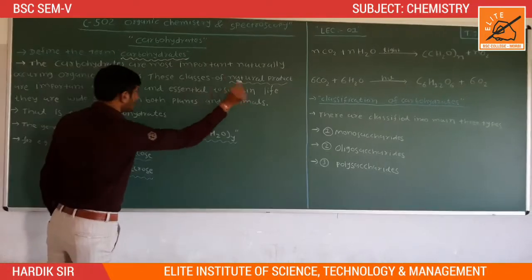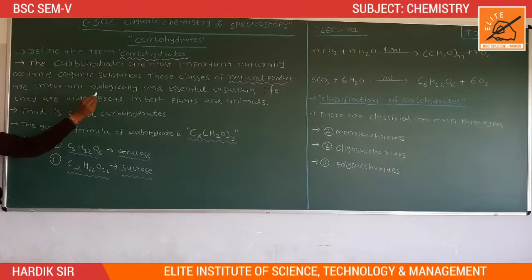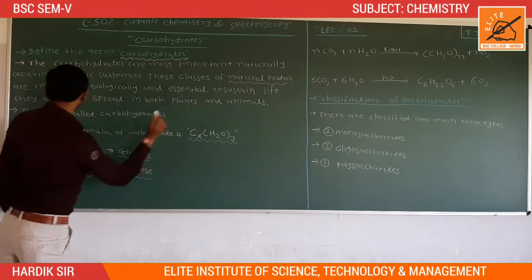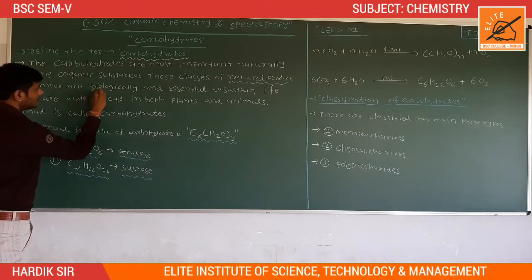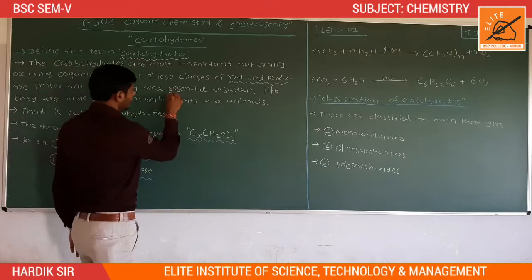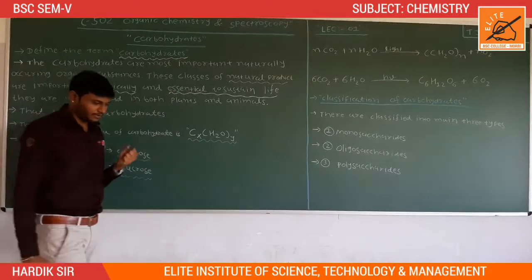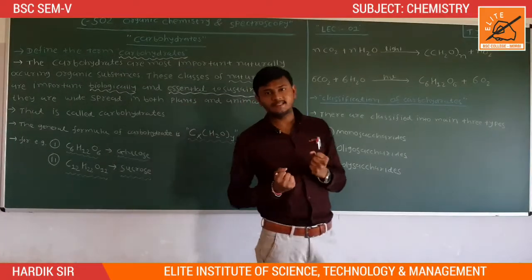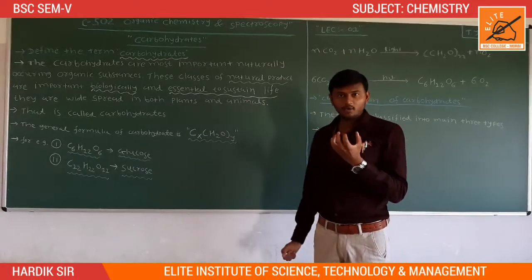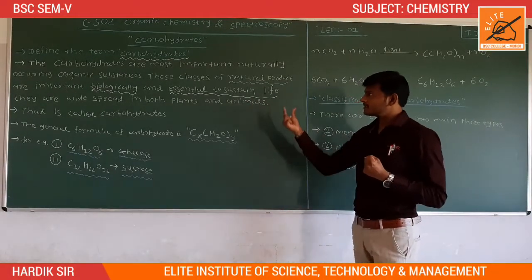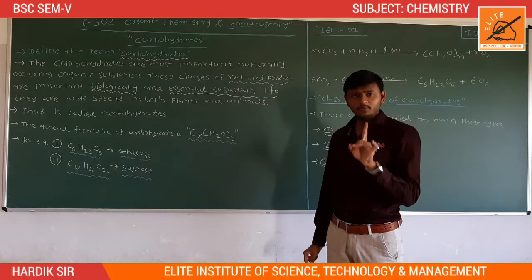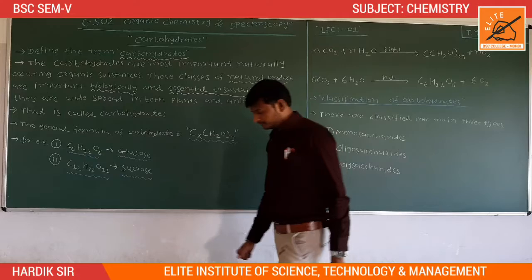These classes of natural product are important biologically. They are important for the human body and also for animals, so it is called biologically important. They are also essential to sustain life. Carbohydrates are a requirement of our body, and they are required for every human and also for the plant kingdom.